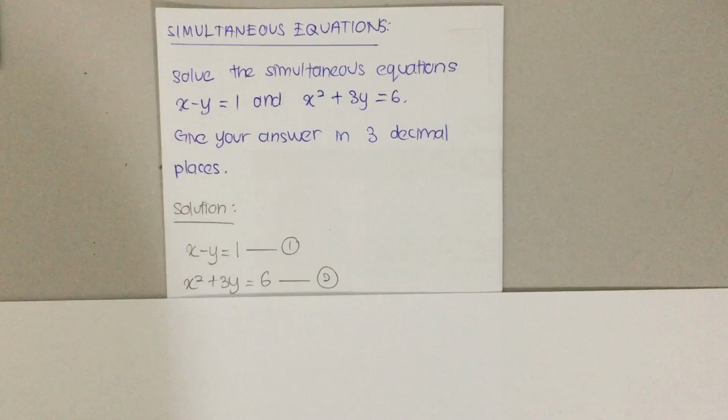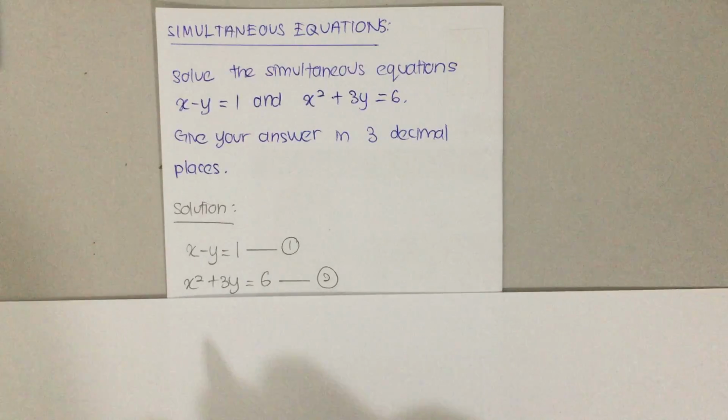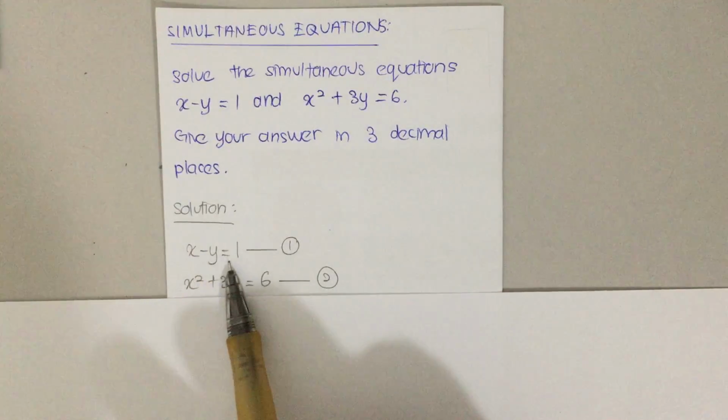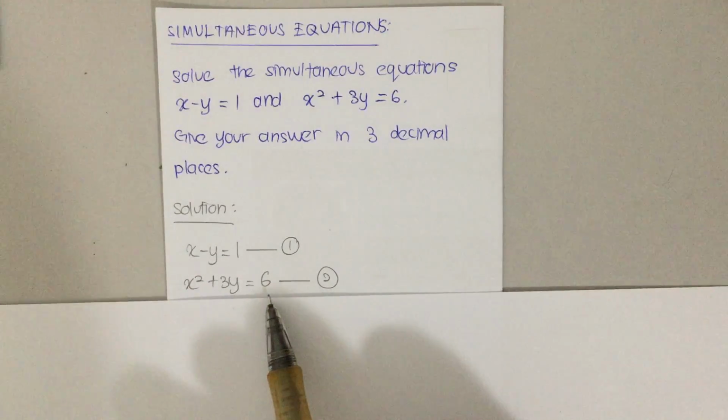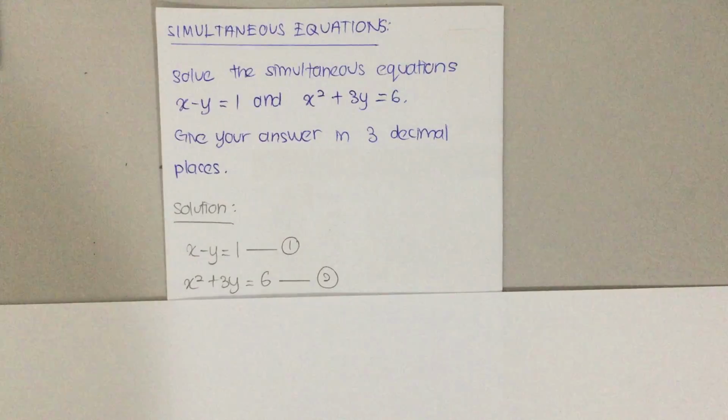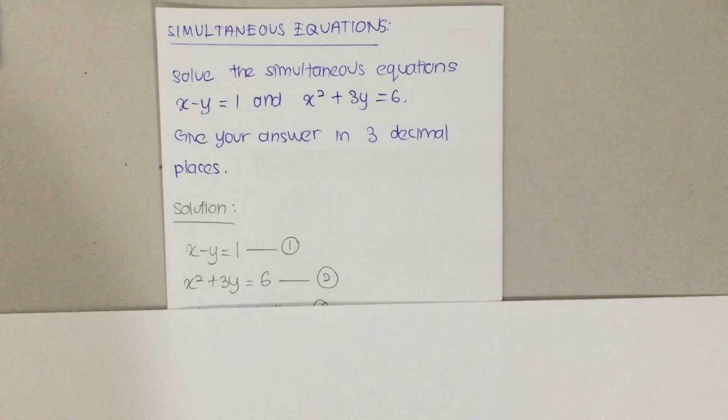Okay, in the question, they already give us x minus y equals 1 and x squared plus 3y equals 6. So what we are doing here is, we list down x minus y equals 1 as our first equation and x squared plus 3y equals 6 as our second equation. Moving on to the next step.